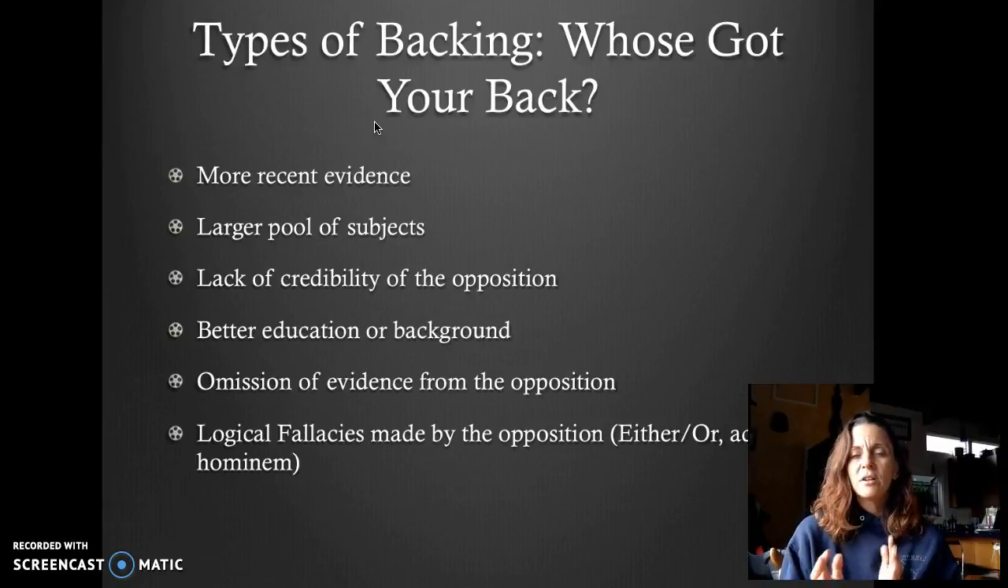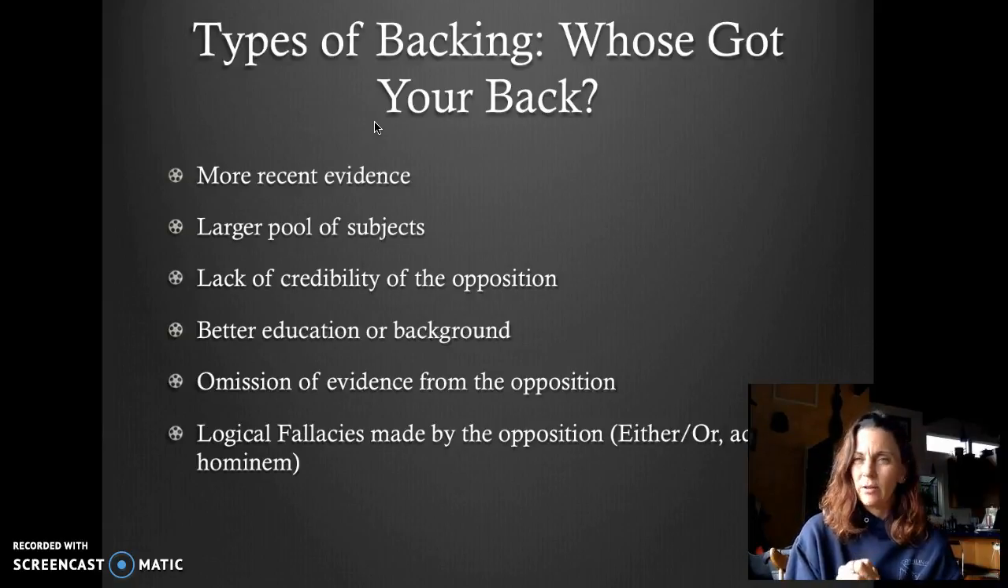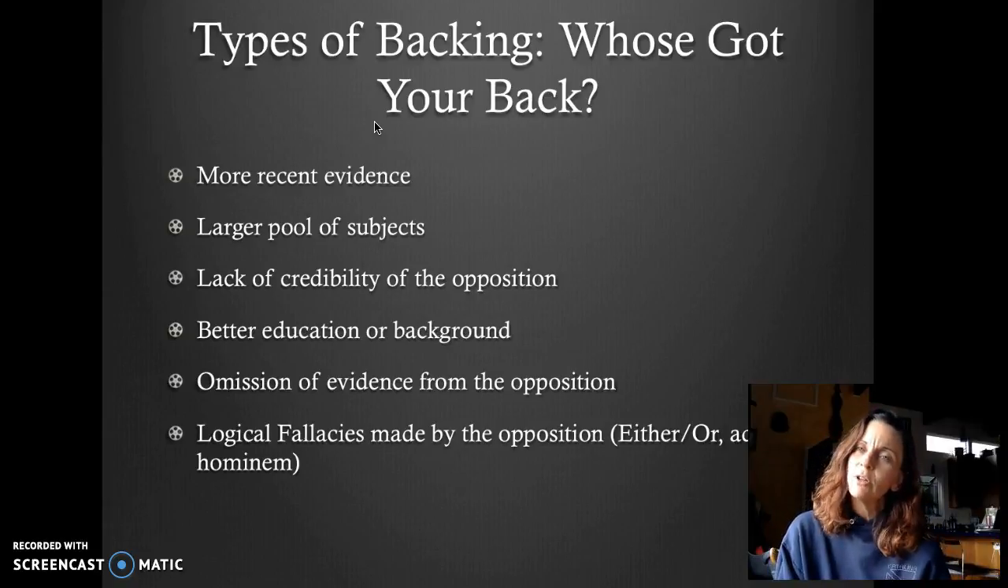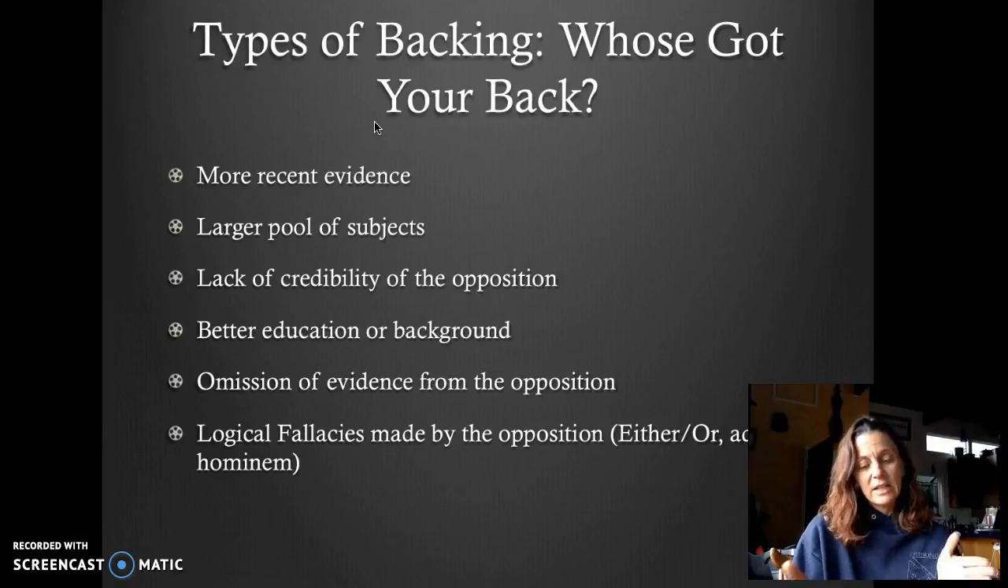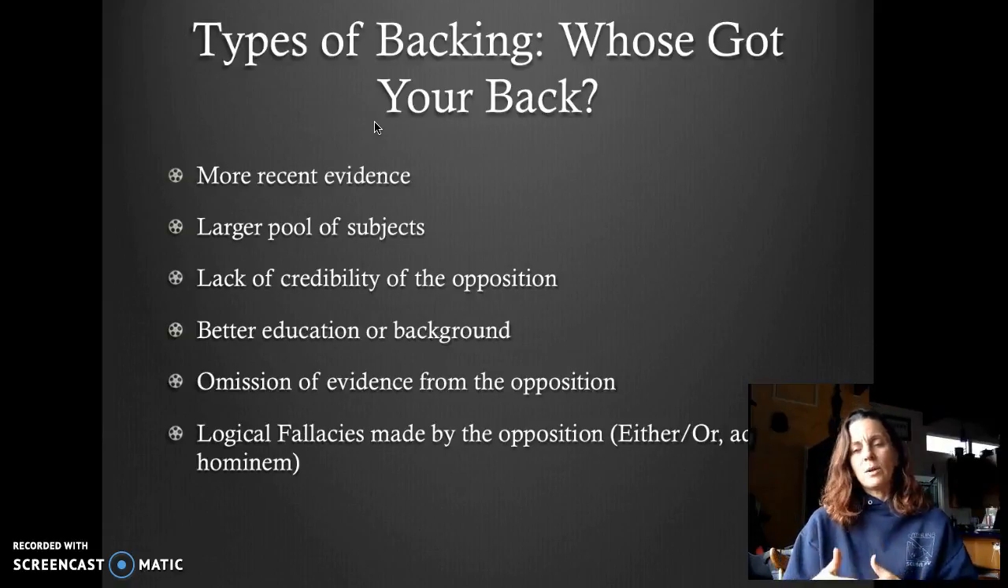Perhaps there is something that's being left out of the argument. Someone is omitting something that's really key to whether to help you make or not make your decision. And then also there could be logical fallacies. These are pieces of logic, connections, assumptions we make without strong evidence and connection. So a famous one is ad hominem.